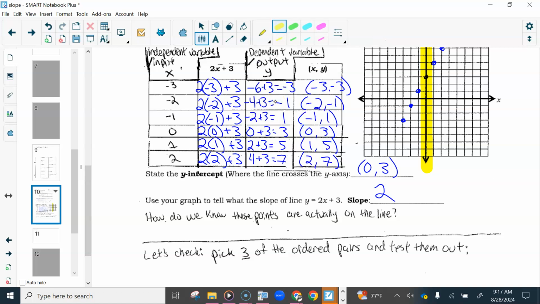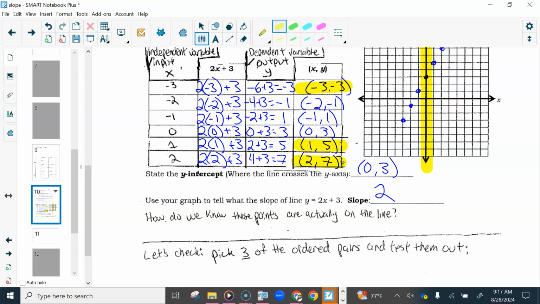Which 3 ordered pairs do we want to test? You guys choose. We want to pick one of these? Doesn't matter. Okay. 1, 5, 2, 7. Alright.